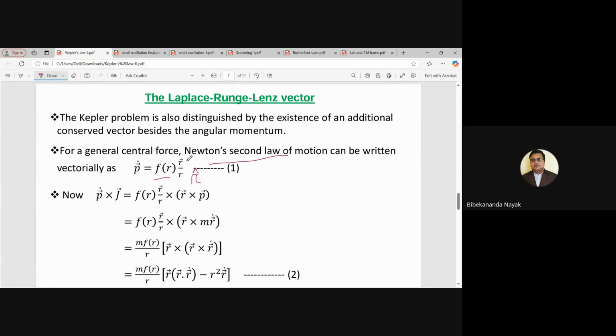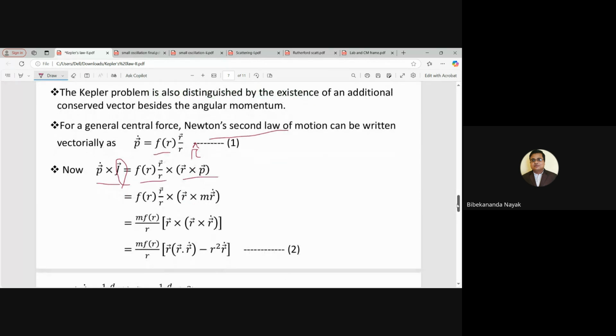Okay, there is no problem, because you know r cap is equal to r vector by r. So now take the cross product of P dot with J. It will be F(r) r cap cross J, but J is equal to r cross P. Take the cross again. P is equal to m v, which is m r dot. So this will be F(r) r by r. Taking all the scalar parts outside, we got m F(r) by r times r cross (r cross r dot). A cross B cross C.